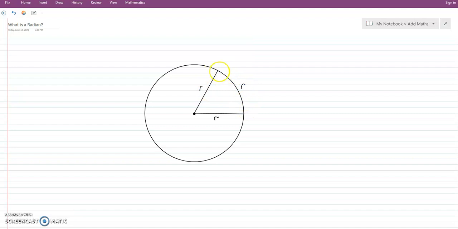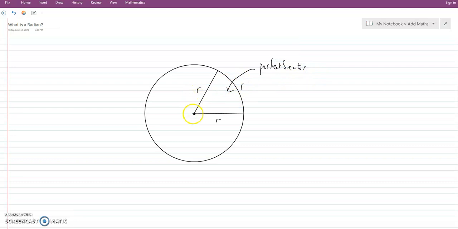The arc could be any length depending on how large the angle is. But let's say the radius is 10 and the arc length is also 10. So the two radii and the arc all carry the same length for this special type of shape. This pizza slice looking shape is what you call a perfect sector.